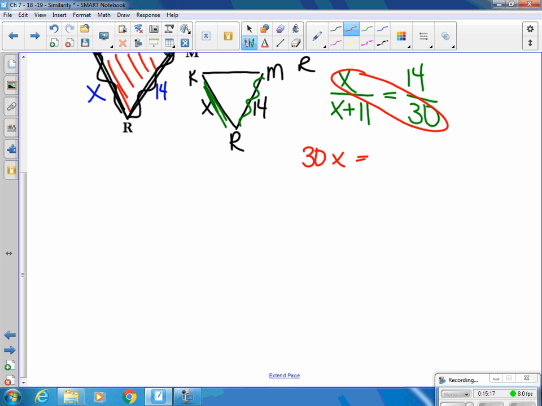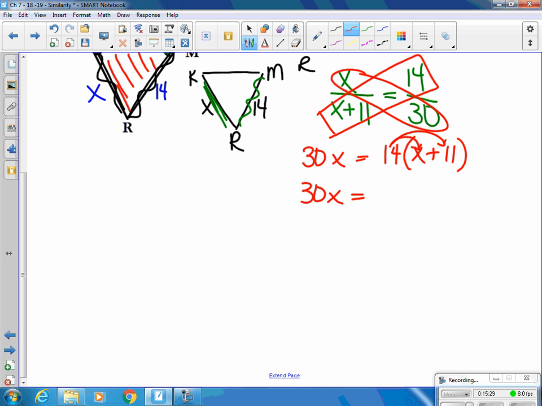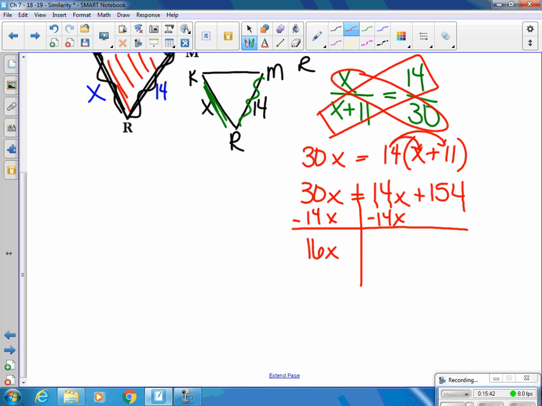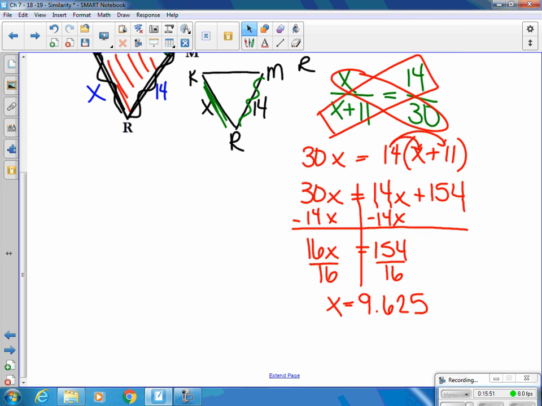30x equals, be very careful here, 14 times the quantity x plus 11. 30x equals, a lot of people will forget to distribute here, 14x plus 154. Subtract 14x. 16x equals 154. Divide both sides by 16. X equals 9.625. That's fine.